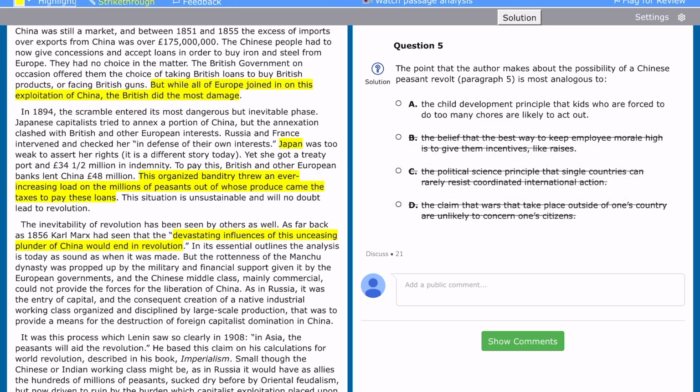The child development principle that kids who are forced to do too many chores are likely to act out is very analogous to the British who are exploiting the Chinese and therefore the Chinese rebel. So A is the best answer.